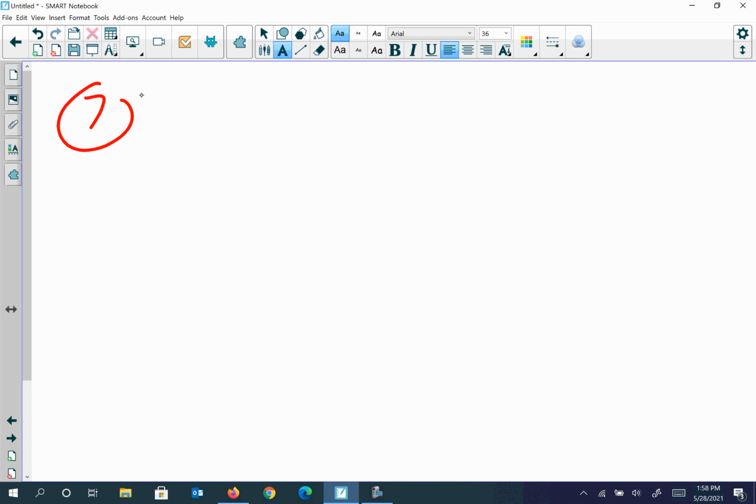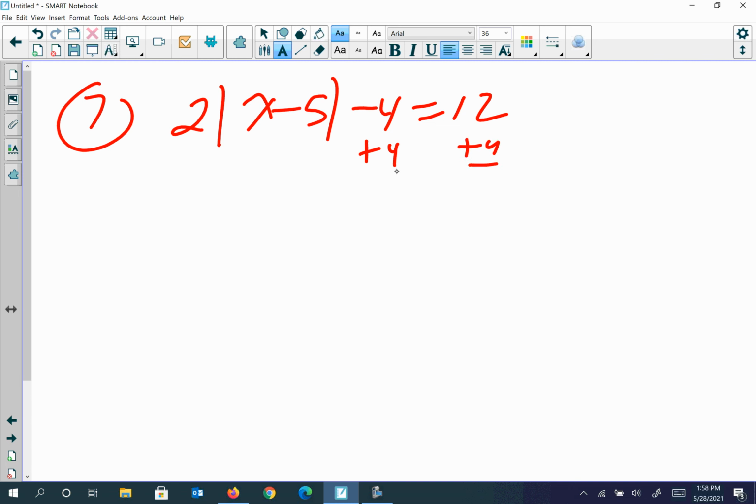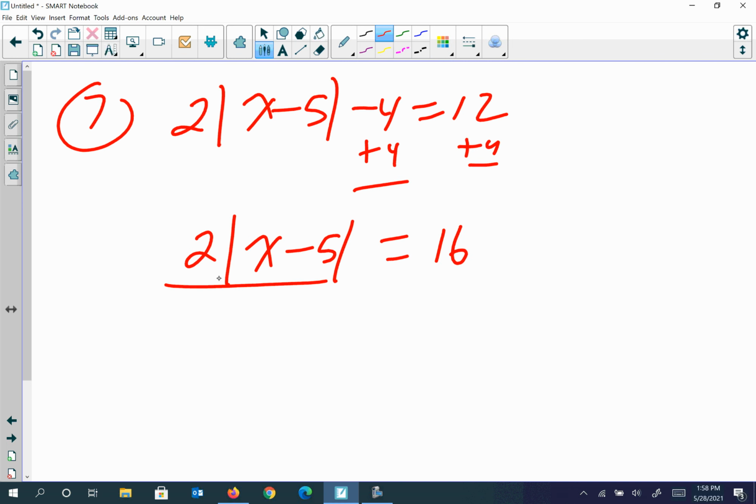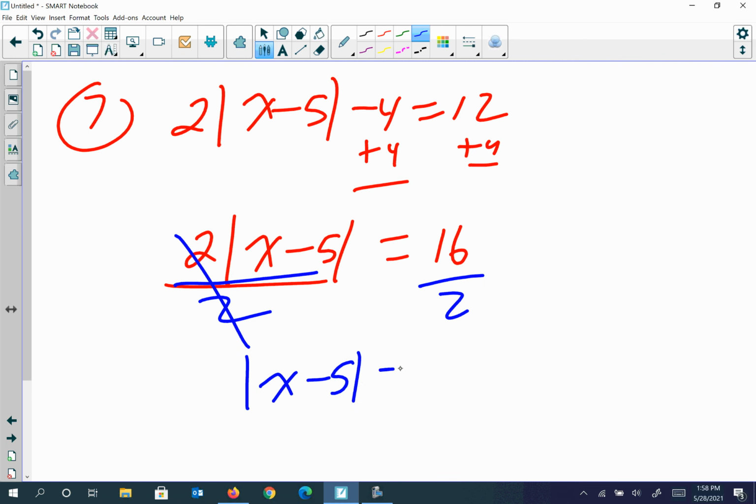Problem number 7. We have 2 absolute value of x minus 5 minus 4 equals 12. So we're going to add 4 to both sides. So I get 2 absolute value. Don't distribute that 2 over. Keep it out front because that's acting like it's being 2 times x. So I'm going to divide both sides by 2. So those cancel. So then I get absolute value of x minus 5 is equal to 8.